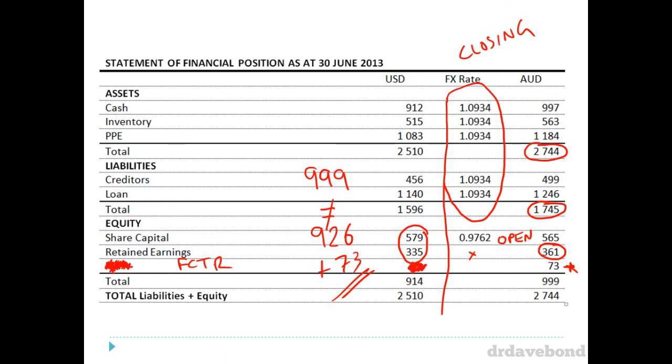And we can dust off our hands, be happy that we have a nice balancing translated set of financial statements, and yes.